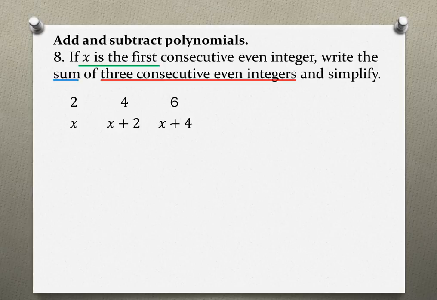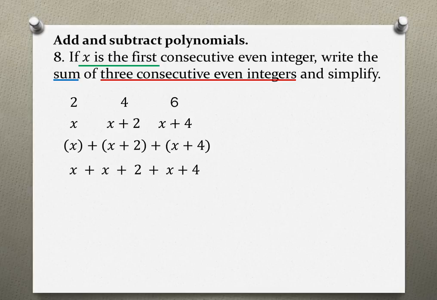So now the problem says to find the sum. The sum means adding those terms together. So we have x plus 2 plus x plus 4. Now, because we're talking about the sum and addition signs, which means nothing changes, we could just drop the parentheses and we have our expression. Now, we always have to check if we can simplify, and as you may notice, there are like terms.